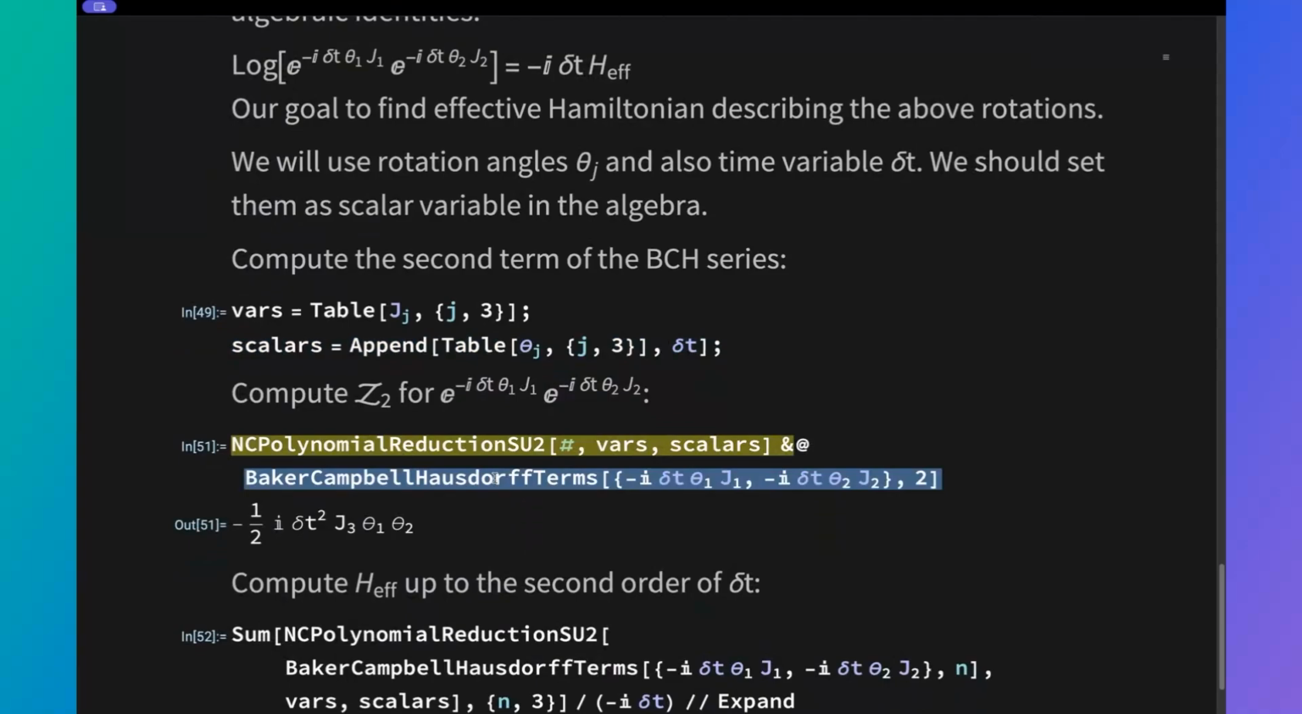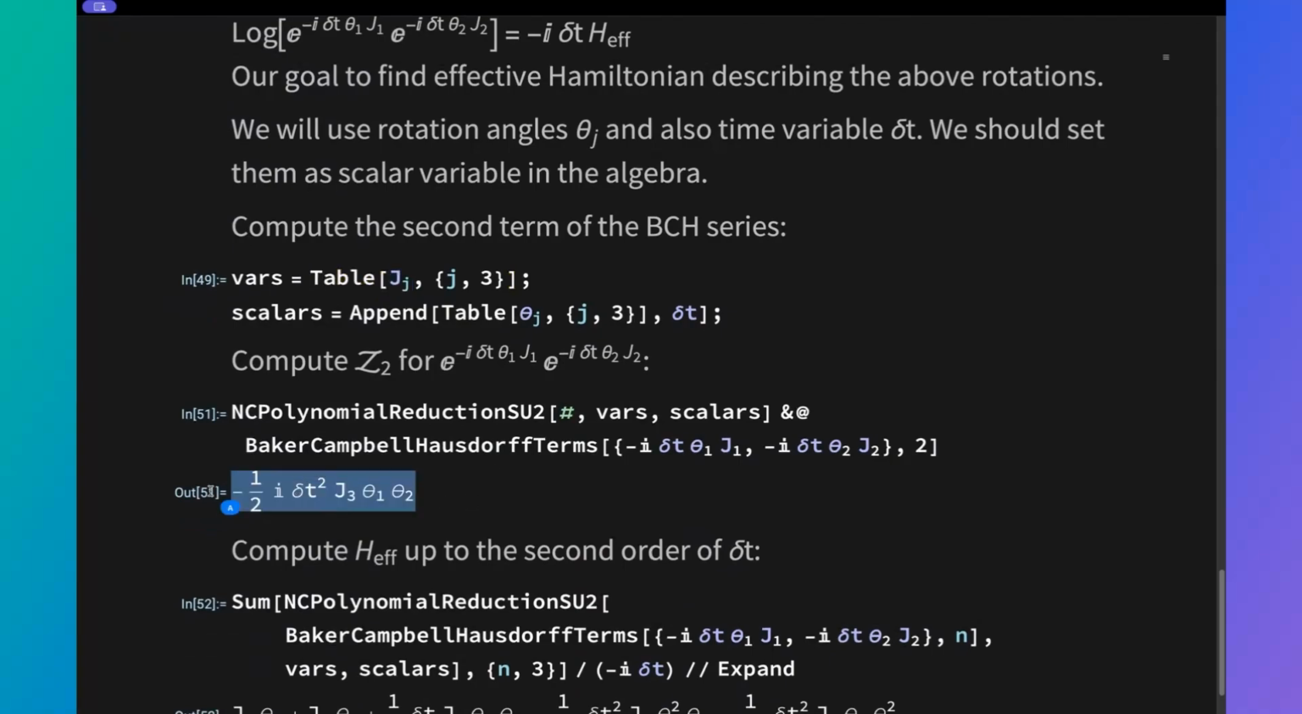So here, I'm just getting the BCH term up to the second term, and then I'm going to say, hey, simplify that for SU(2), assuming that delta t, theta 1, theta 2, and so on, are my scalars. And the variables here, I just denote them by J1, J2. It's just common notation. Call it sigma 1, sigma 2. It doesn't matter. Keep in mind these are just symbols. I'm not specifying anything explicit for them.